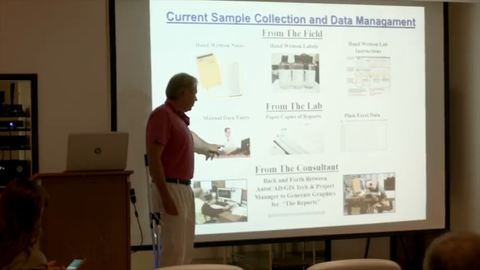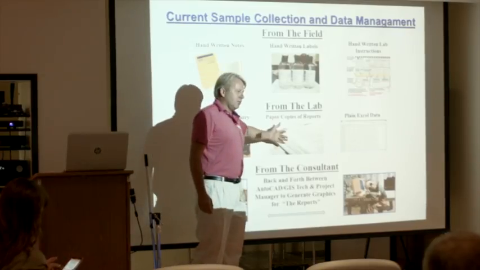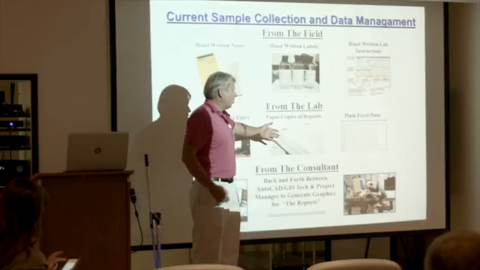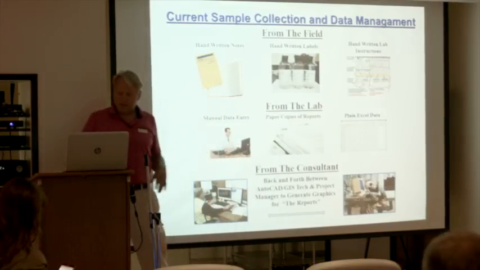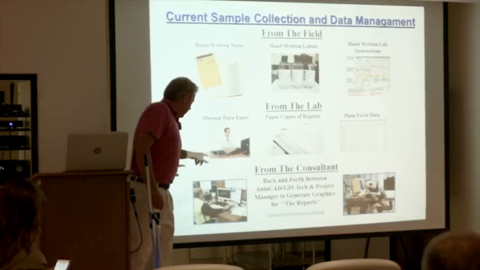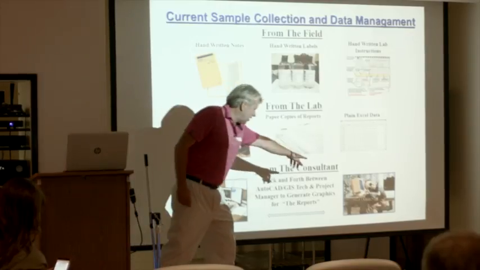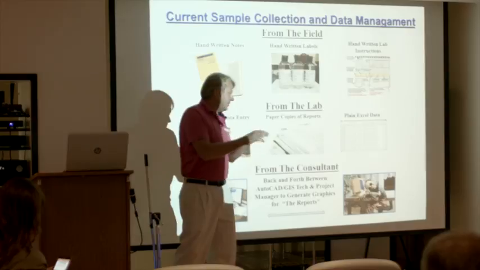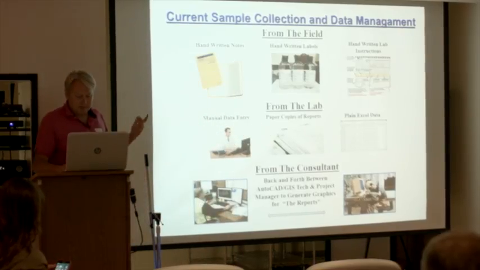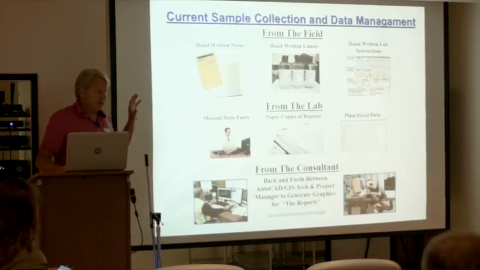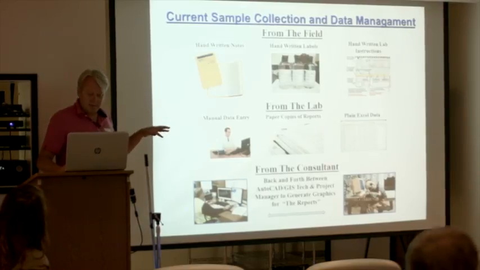They enter it manually. Sometimes you get paper copies of your reports once they've run the samples, but typically they'll email you an Excel file. Then that Excel file goes to the project manager, and it goes back and forth to the AutoCAD guy, and they make different maps, graphics, tables, everything. That's how it's currently done by 99% of the companies out there right now.